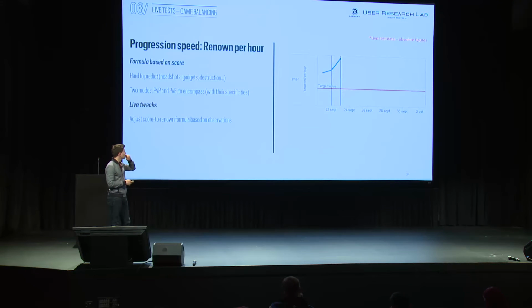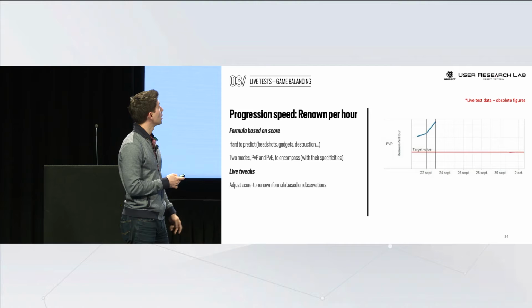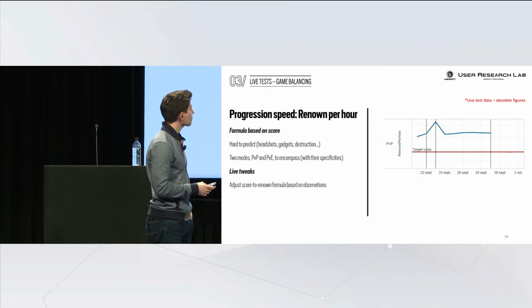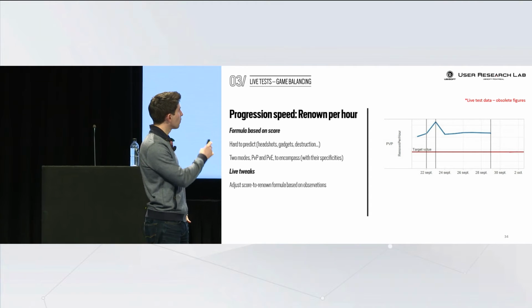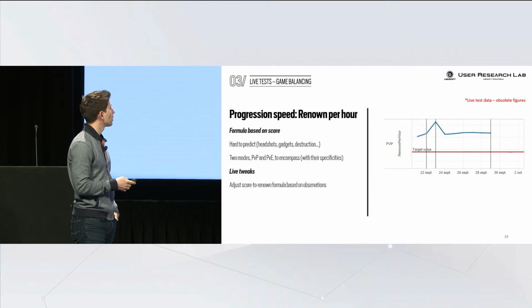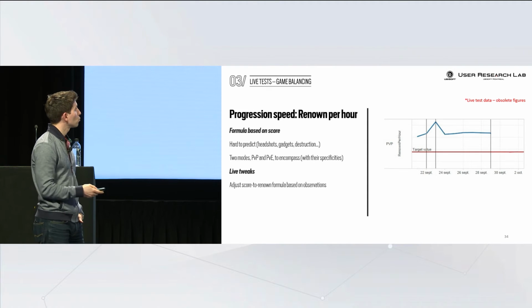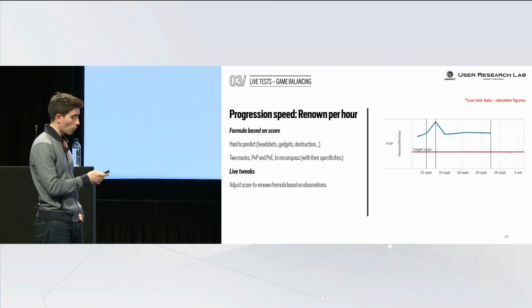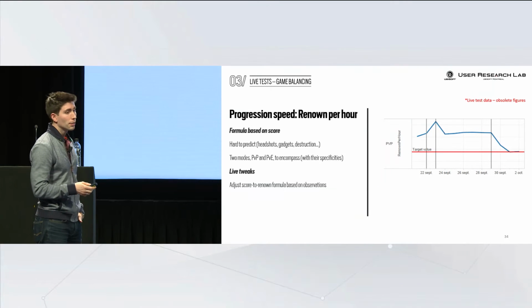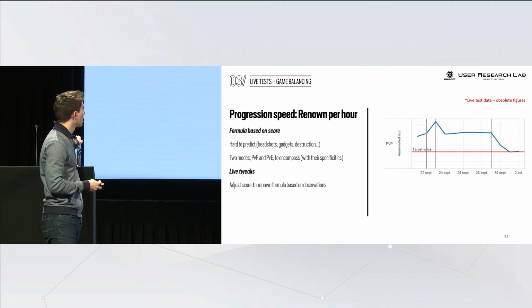But we did tweak the formula 1 or 2 days after the first patch, and we had a pretty good result going back to the amount of renown gained hourly from the beginning of the closed beta. And a couple of days before the end of the closed beta, we were able also to make a last tweak to the formula, and we reached the target value intended for PvP.